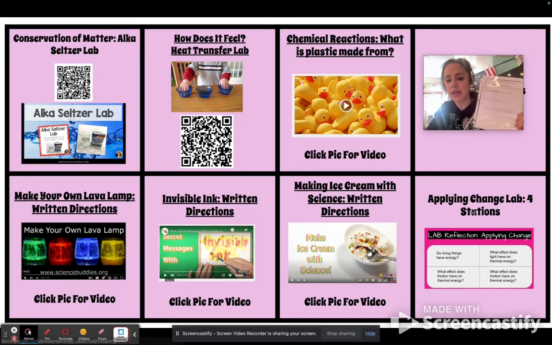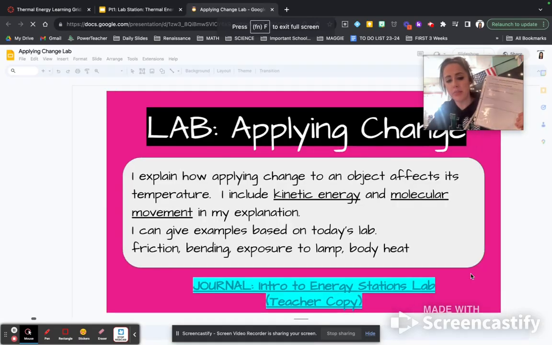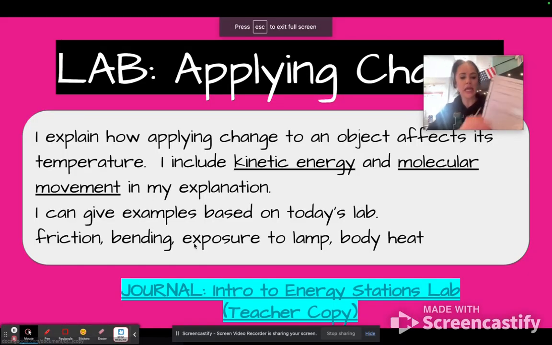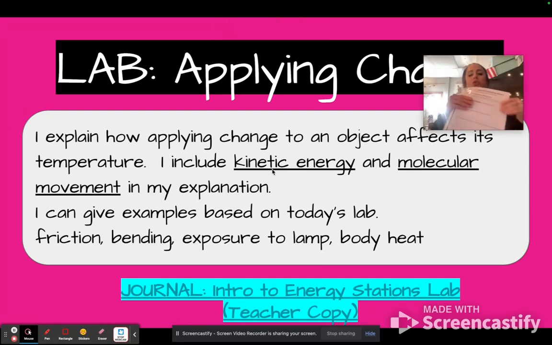If you look, I can actually click on applying change. Again, I'm going to put it in slideshow mode, right? So with this lab, we're trying to understand how temperature is affected when you basically mess with an object, right? So that's when you're applying change. So you want to be able to include kinetic energy and molecular movement in your descriptions today. So keep those words in your brain.